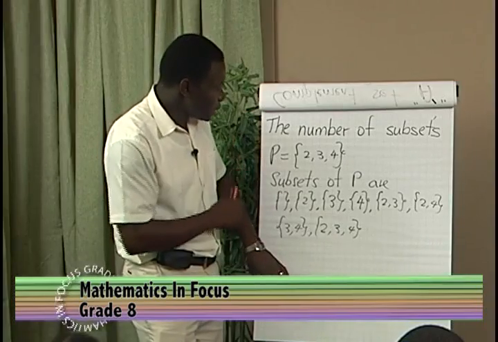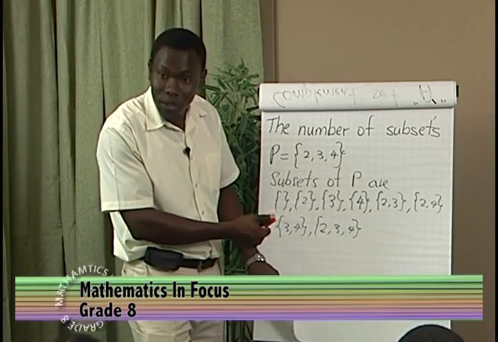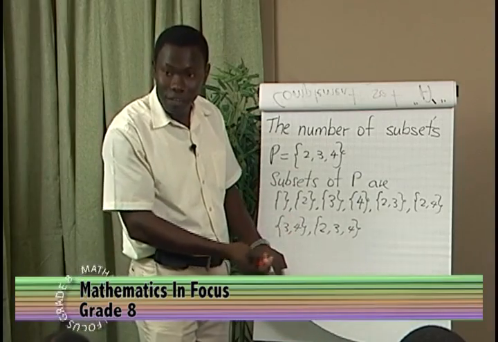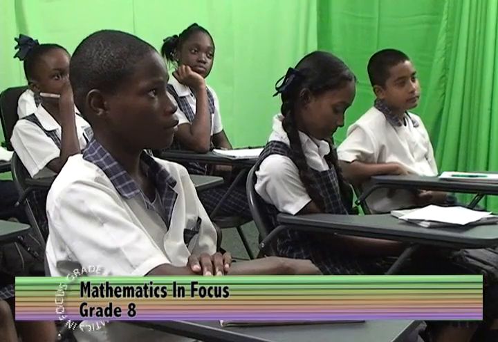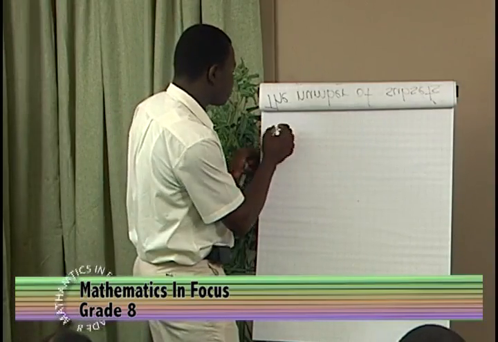So let us do an experiment quickly to see if we can come up with a generalized way to find out the number of subsets of a set. So let us start with a set of 1 element.